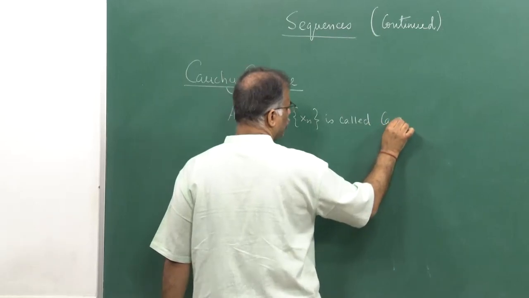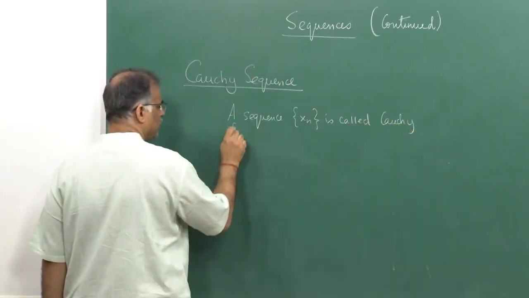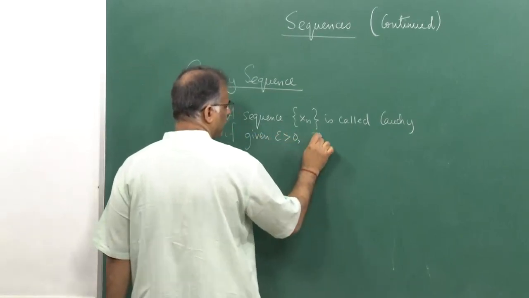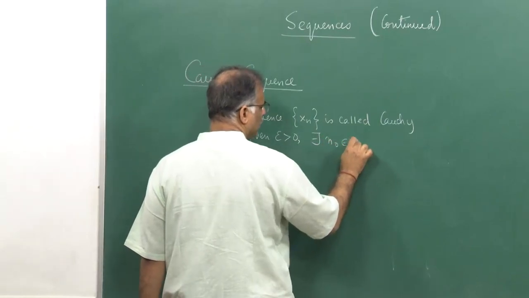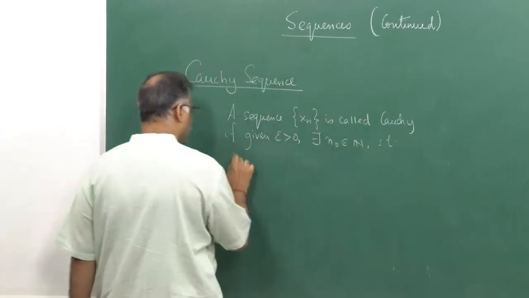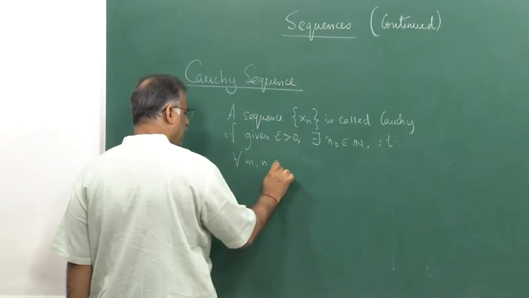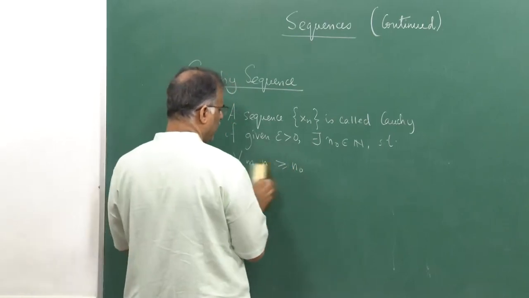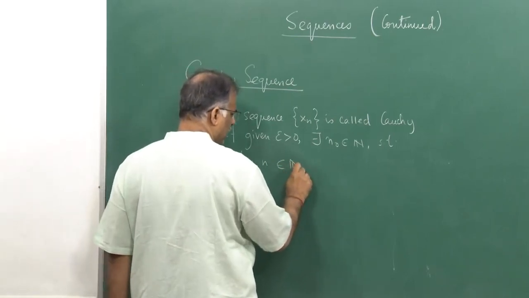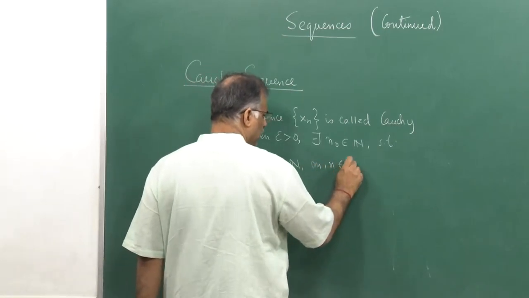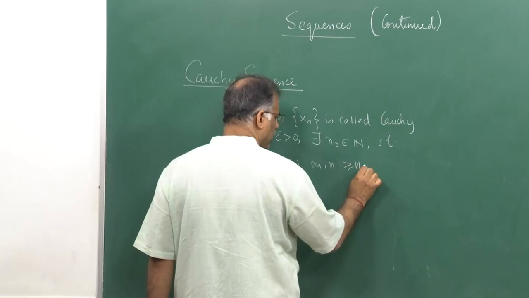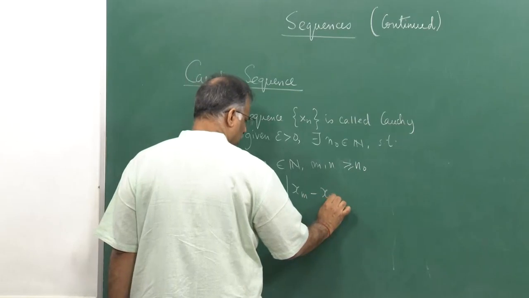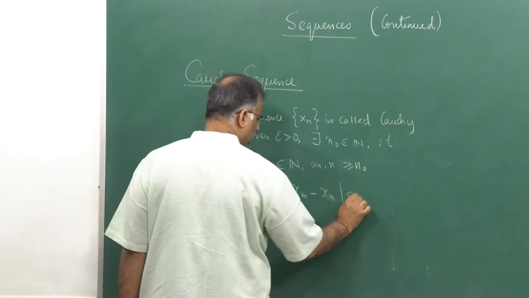So, a sequence xn is called Cauchy if, given epsilon greater than 0, no matter how small, there exists n naught in N such that for any pair m and n in N, with m and n bigger than or equal to n naught, the distance between xm and xn can be made smaller than epsilon.